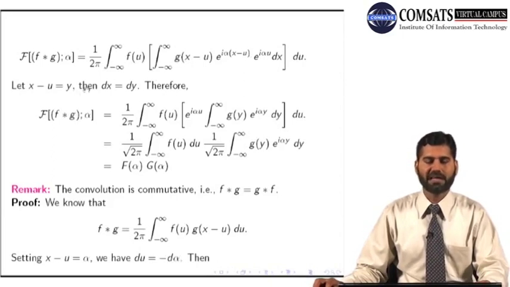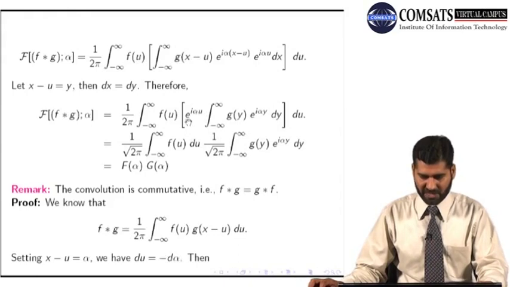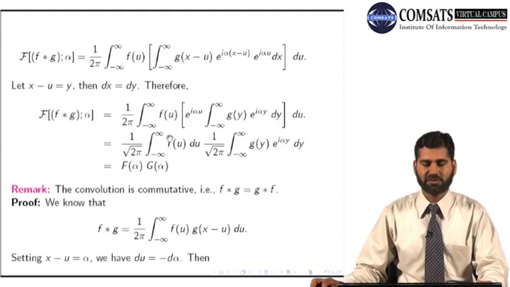If I replace x minus u by another variable y, then dx is just dy. Therefore, this right hand side will become e to the iota alpha u, which comes out here, and this will become e to the iota alpha y times g(y). And what is this? This is the Fourier transform of g. Once I write this whole thing as the Fourier transform of g, the left hand side is the Fourier transform of f. The e to the iota alpha u is missing; it should come here. That's why it will become the Fourier transform of f. Remark: the convolution is commutative. That is, f convolution with g is the same as g convolution with f.